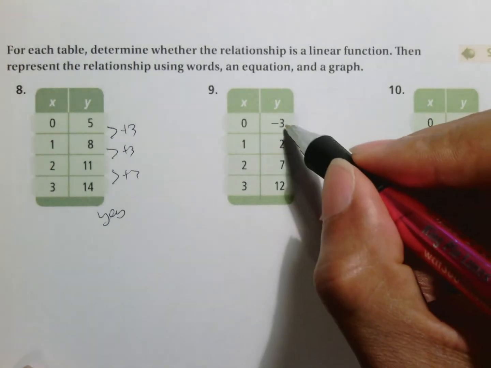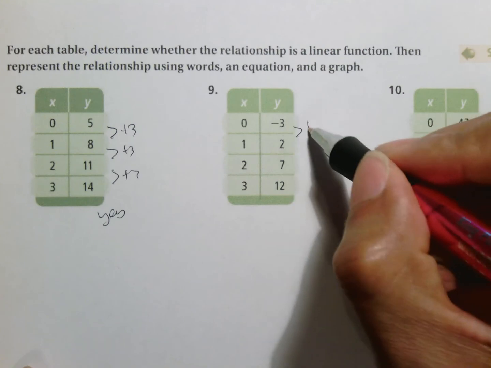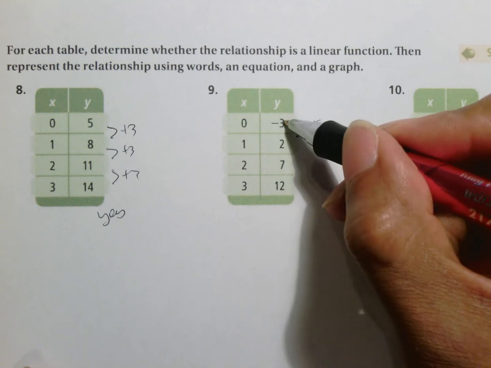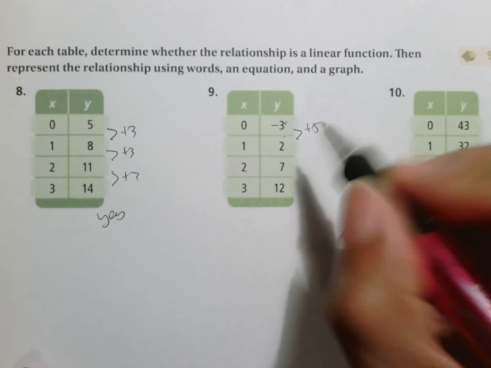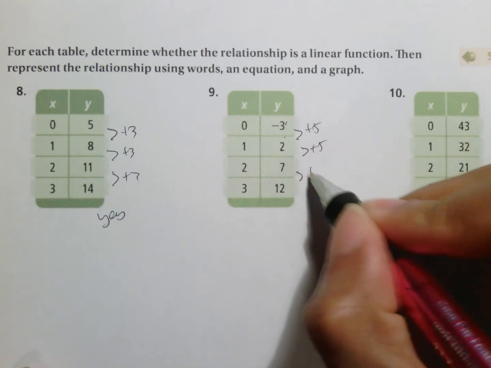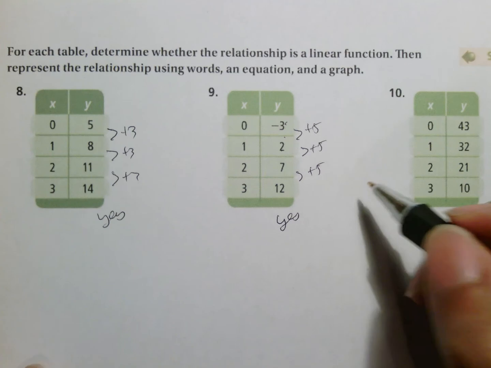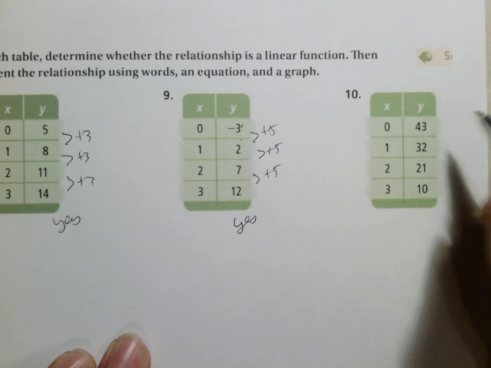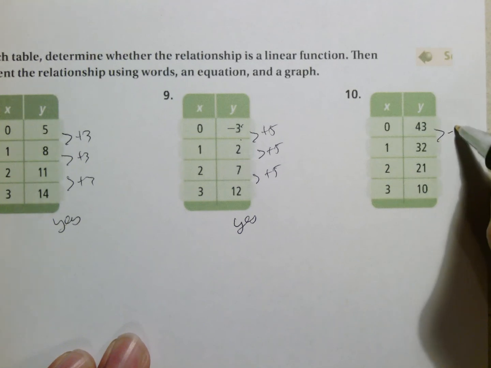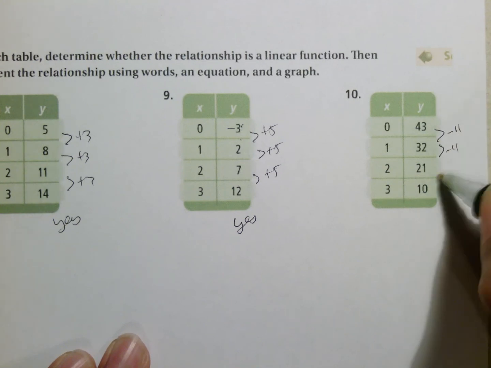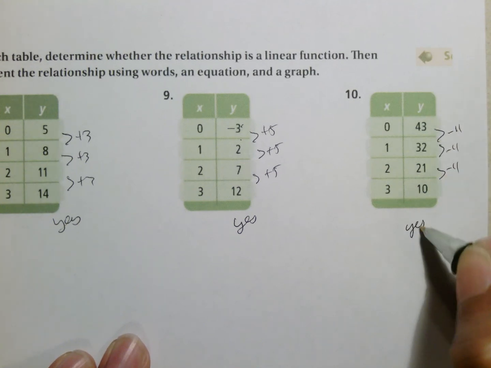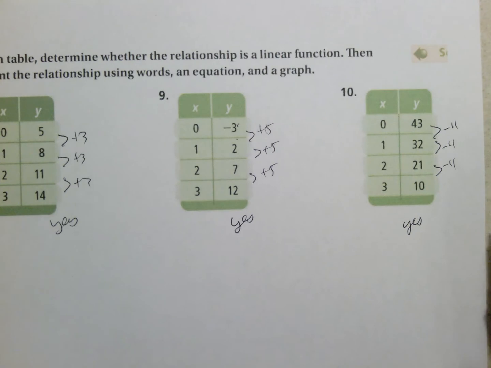Here, pay attention to the fact that this is not plus 1, it's actually plus 5, because you need 3 steps to get from -3 to 0 and 2 more for that. This is also plus 5. This is also plus 5. So yes, this would also be linear. Here you are subtracting, I believe, 11, subtracting 11, subtracting 11, and because all those 11s are the same, they would again be linear.